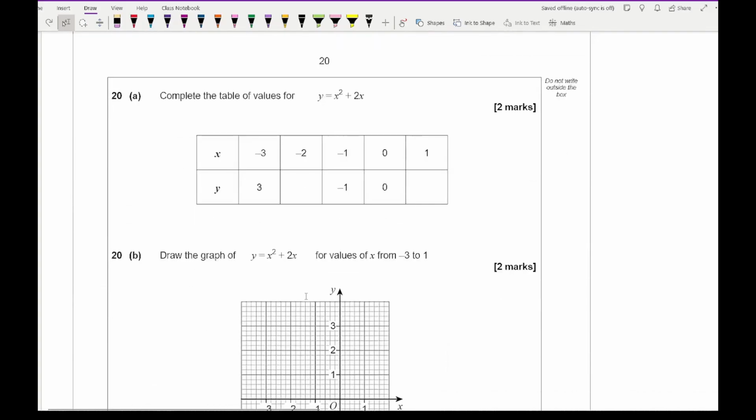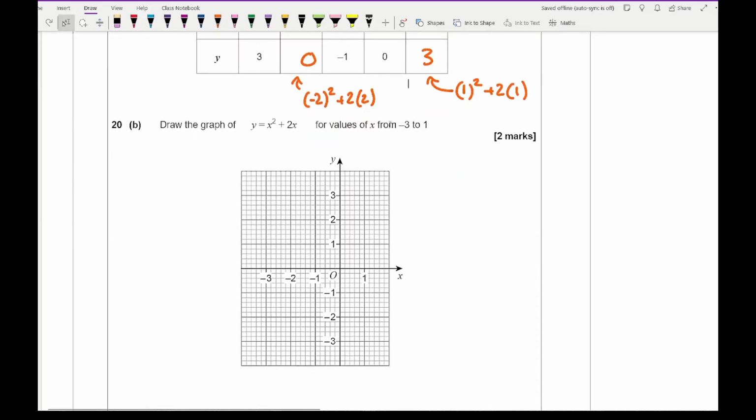Moving on to question 28, it says complete the table of values. So we've got y equals x squared plus 2x. What you want to do is substitute the numbers in x to give you y. So for this one here, we just need to type in our calculator minus 2 squared plus 2 lots of 2. And for this one here, we're just substituting 1. So we've got 1 squared plus 2 lots of 1. And we've got our answer there. So the numbers you should have are going to be 0 and 3.